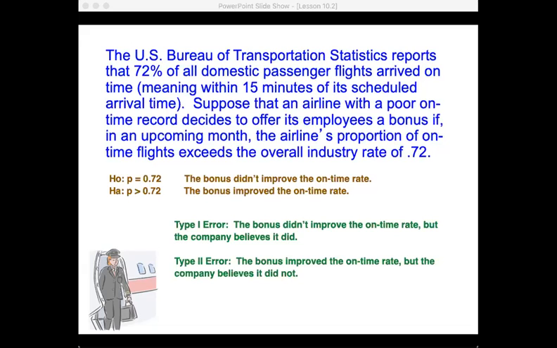All right, type 2, the consequence for that is, well, the bonus improved the on-time rate, but the company believes it didn't. So obviously the company's like, well, we're not going to use this bonus system. It doesn't work. But it actually does work. So this is bad, or the consequence is that the company loses out, like it misses out on this opportunity to improve their company, right? So type 1 error, they're like giving out money and they're losing money and it's not improving their company. Type 2 error, they miss out on this opportunity to grow their company.